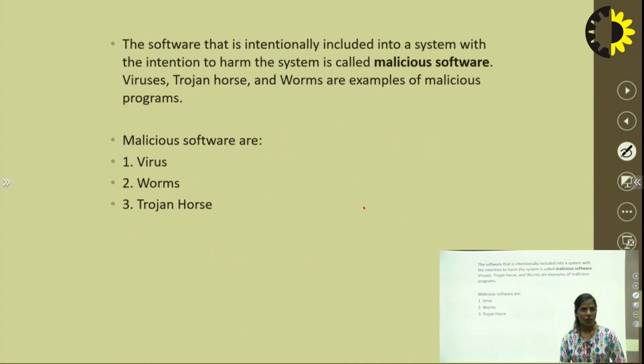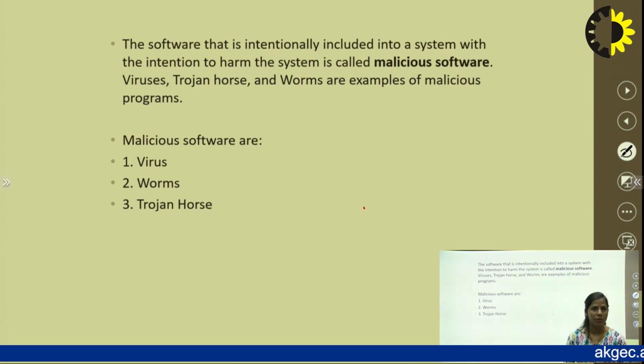Next one is malicious software. There are various malicious softwares which have the intention to harm our system. It can be viruses, Trojan horses, worms. Have you heard about these programs? These are various programs which are created to harm particular systems and networks. So it can be viruses, worms, and Trojan horses. We will discuss these terms one by one.